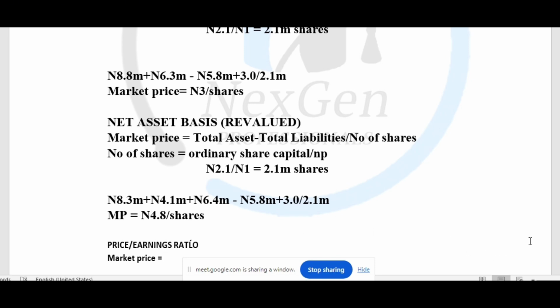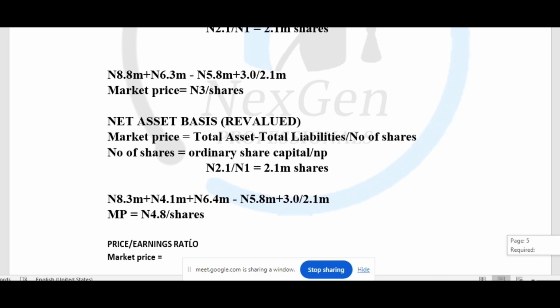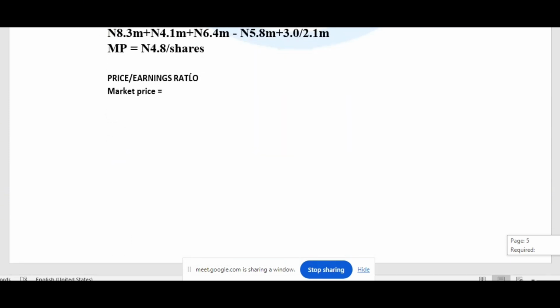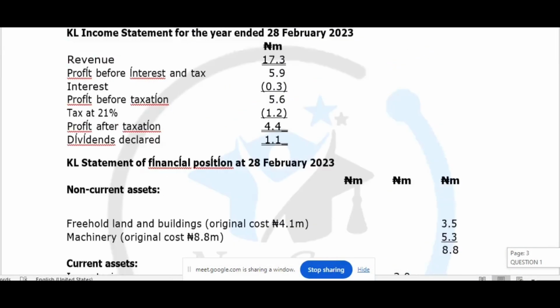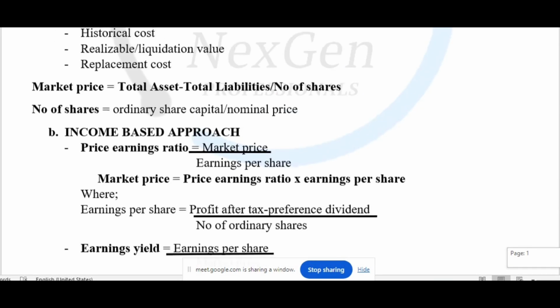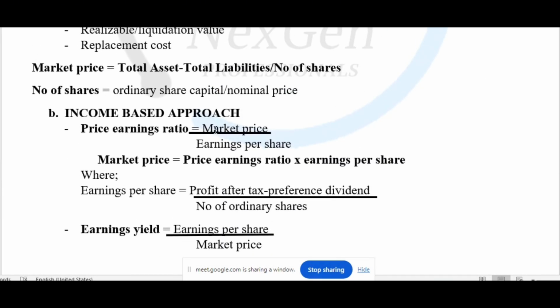Please just cross multiply it. Let me go back so that you will see it again. You can see the price earning ratio equals market price divided by earnings per share. Just cross multiply, and get your market price equals price earning ratio times EPS. You can go and master the formula.